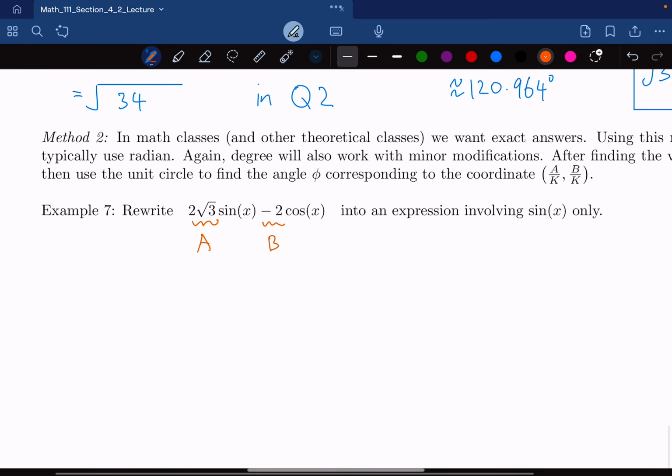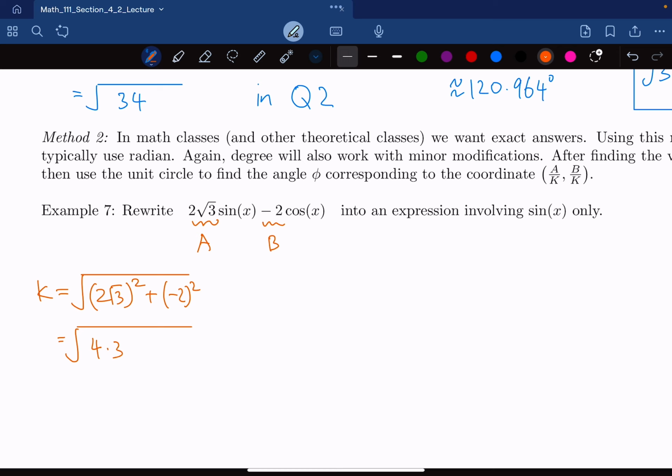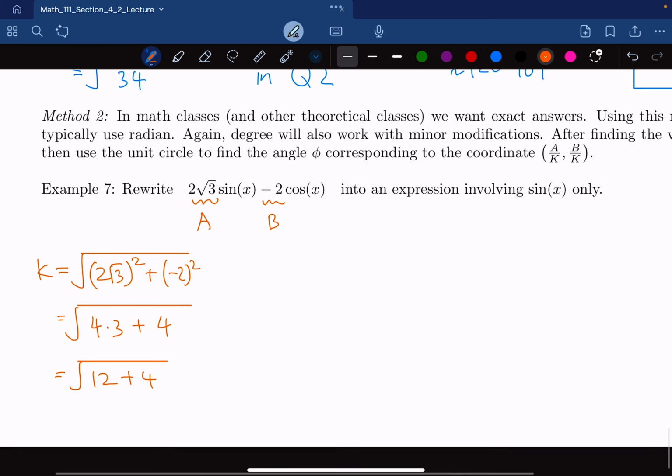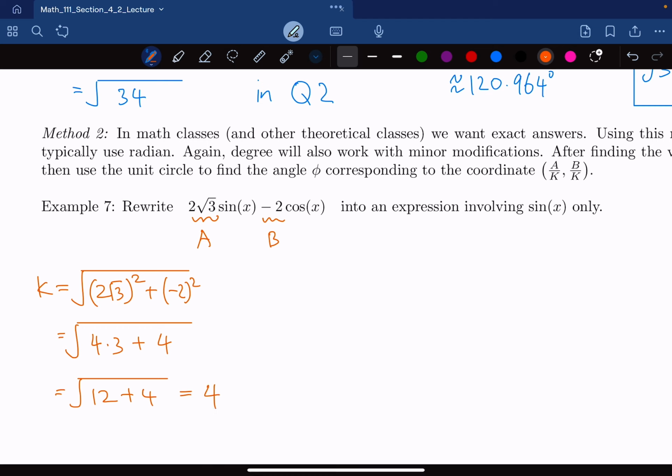Okay, so here the K is equal to the square root of A squared, so 2 radical 3 squared, plus B squared, which is negative 2 squared. The 2 squared is 4 times the radical 3 squared, which is the positive 3 without the radical, plus negative 2 squared. Again, that's just 4. So it comes out to be the square root of 4 times 3 is 12 plus 4, which is 16. The square root of 16 is just 4.